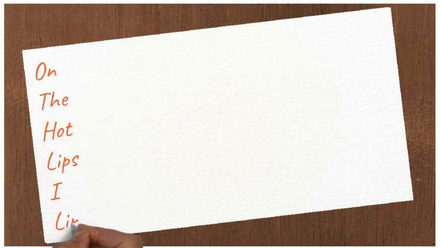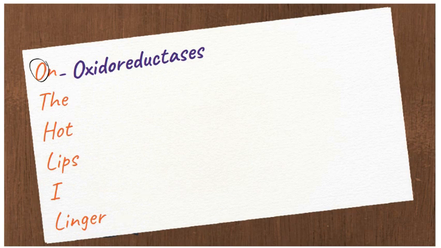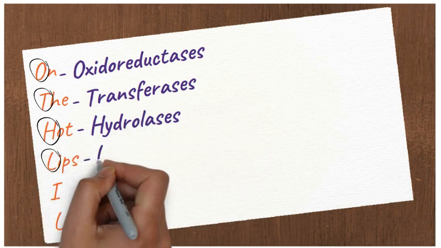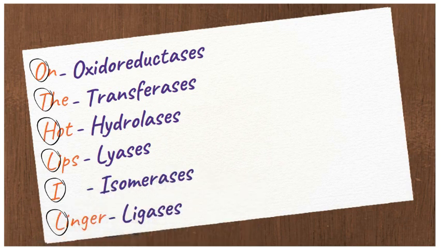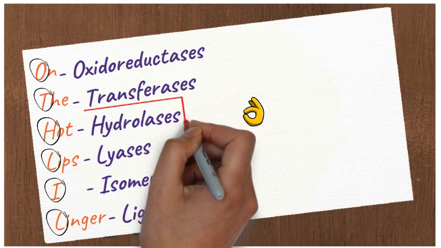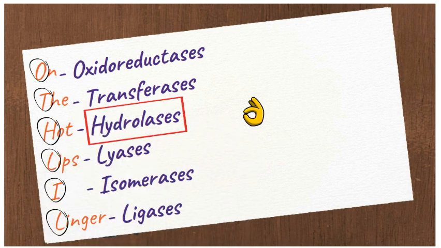To help you remember, here's a mnemonic. On the hot lips I linger. O represents oxidoreductases, T stands for transferases, H for hydrolases, L for lyases, I for isomerases, and L for ligases. Easy, right? From this classification, we can easily see that all digestive enzymes belong to the class called hydrolases. The hydrolase class generally refers to enzymes that break up various bonds. That means breaking large molecules into smaller molecules in the presence of water.